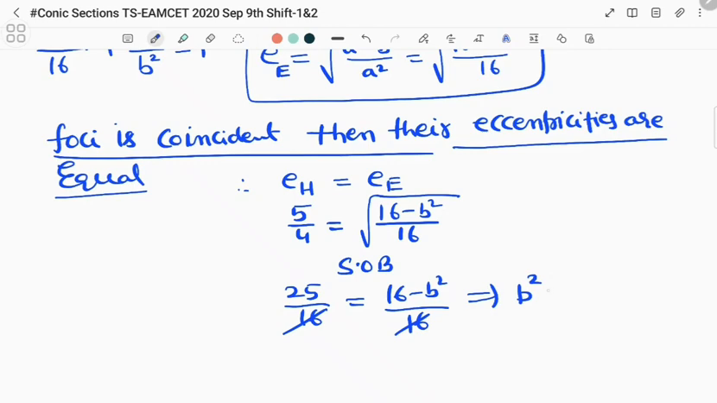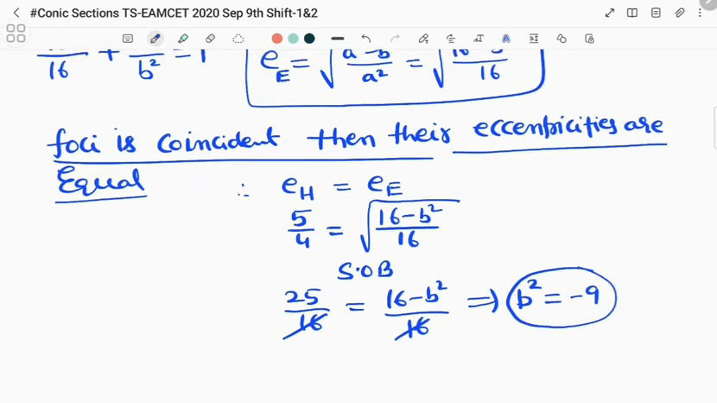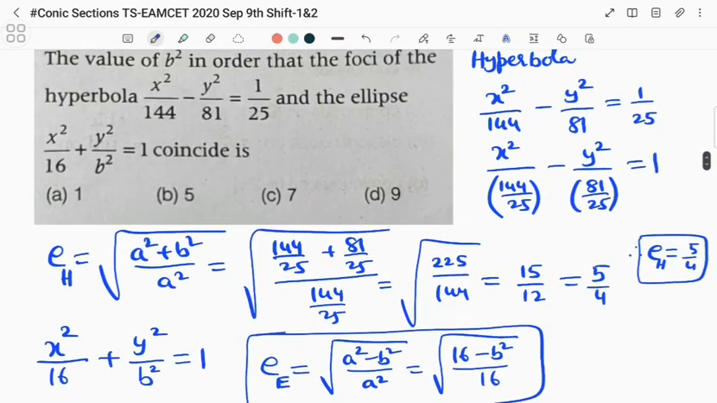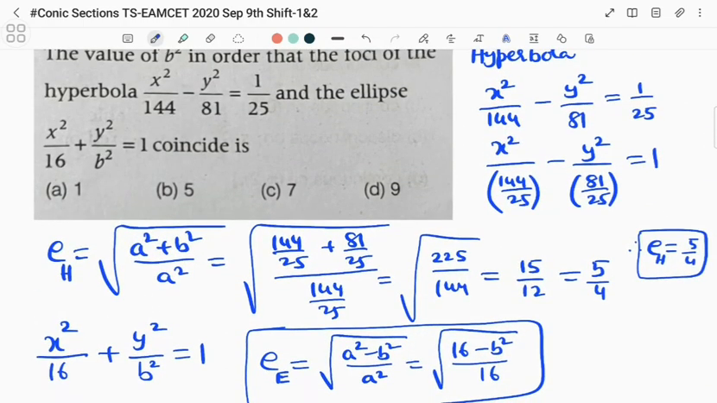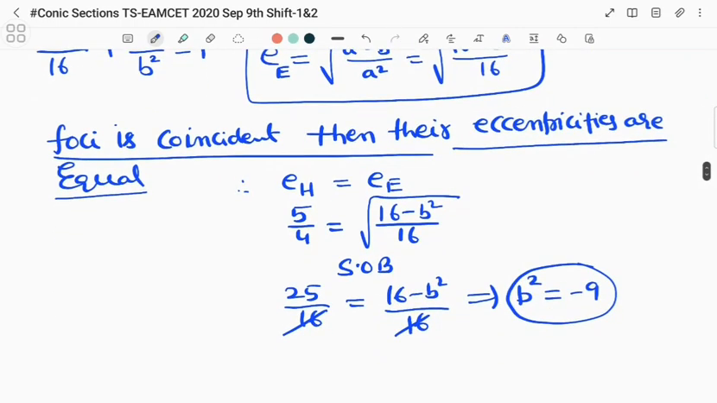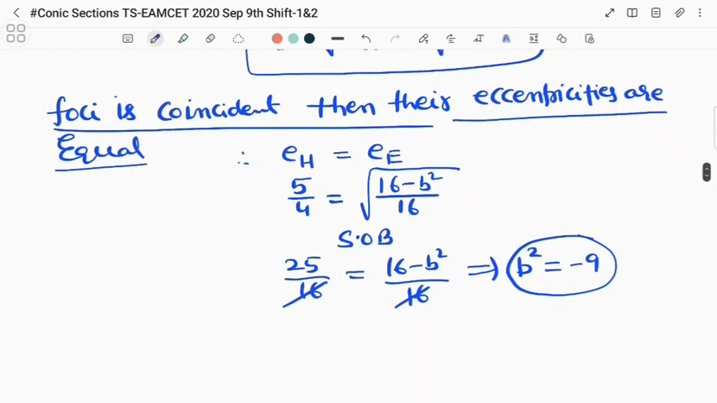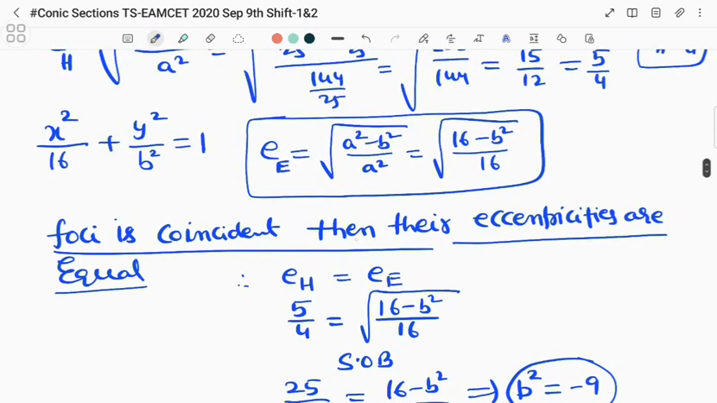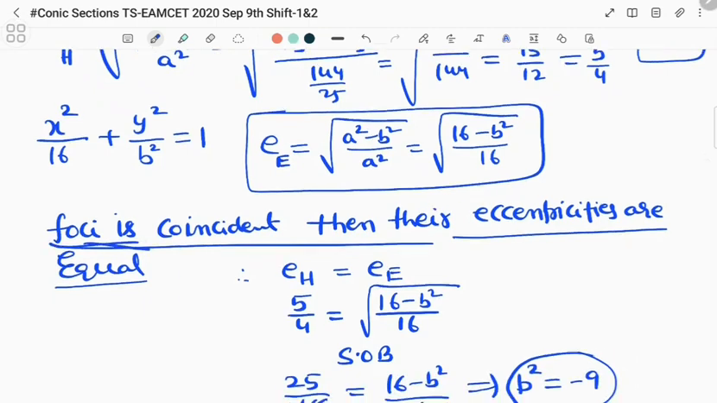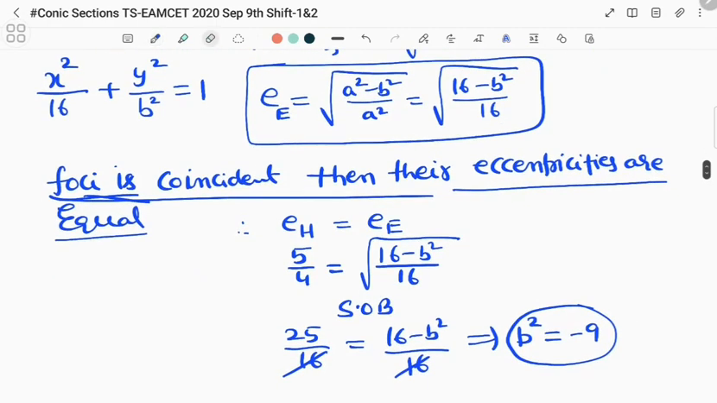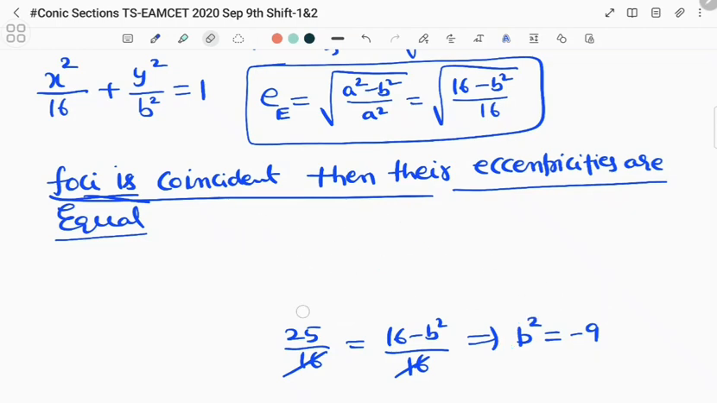So plus or minus will come, no? Anyway, b square is equal to minus 9 will come. So minus 9 is not there in this, but 9 is there. Here we are getting b square value minus 9, no? So we'll see if the foci also will equate. Foci of both we can calculate.